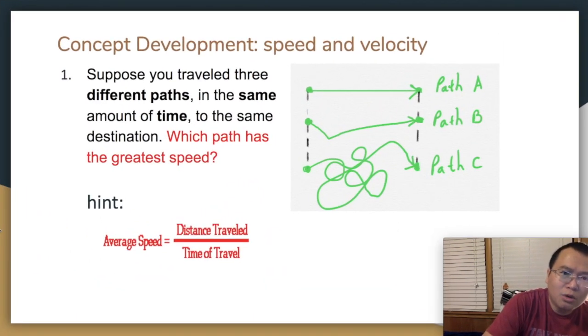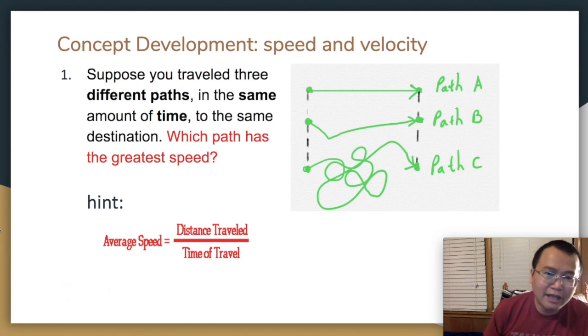Number one, suppose you travel three different paths in the same amount of time to the same destination. Which path has the greatest speed? And the hint is below. Average speed is distance traveled divided by time of travel. You may pause the video now.